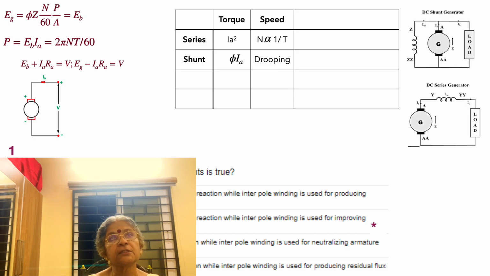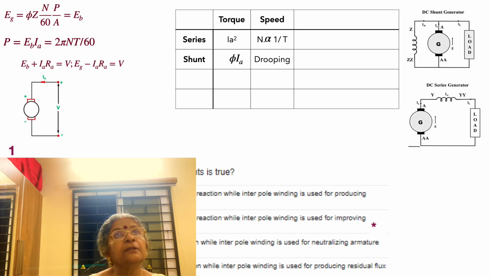Of course there is a drop in the series motor also. We have to remember that the shunt winding is there and the series winding is there. The series winding also takes in a drop, and only the rest goes into the motor, or the generator. So the rest is available at the terminals for the generator.